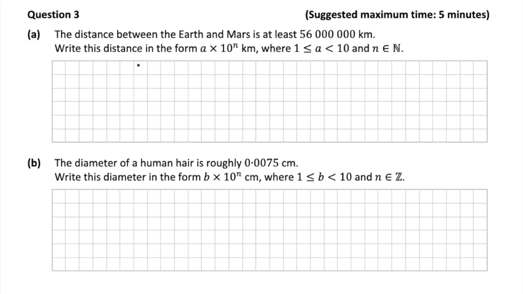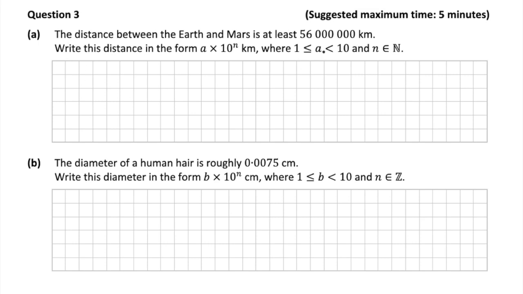We have to write this distance in the form of a times 10 to the power of n kilometers, where 1 is smaller than or equal to a and a is smaller than 10, and obviously n belongs to the set of natural numbers.